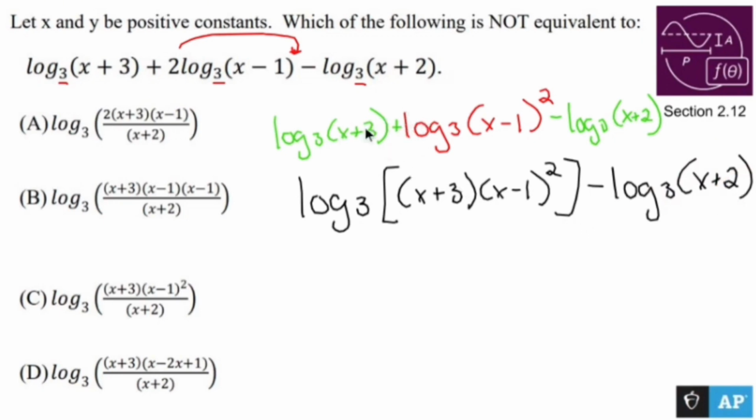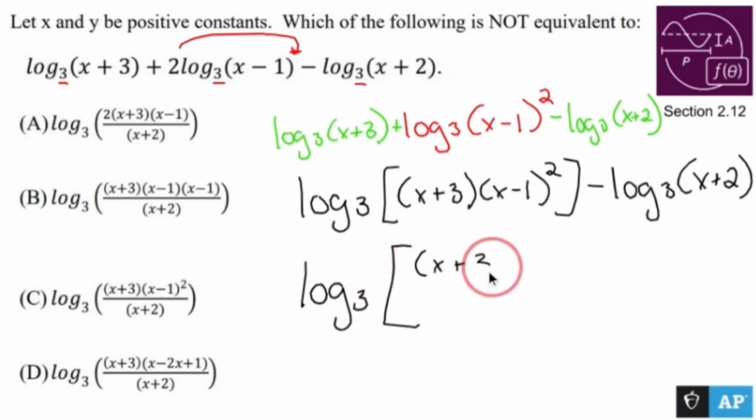Always take care of the addition stuff first. Now what we have is the subtraction guy that's just lingering out. When you subtract 2 logs of the same base, you divide the insides. So this whole thing is now going to become log base 3 of that guy, x plus 3 times the quantity x minus 1 squared, all over that guy, x plus 2.